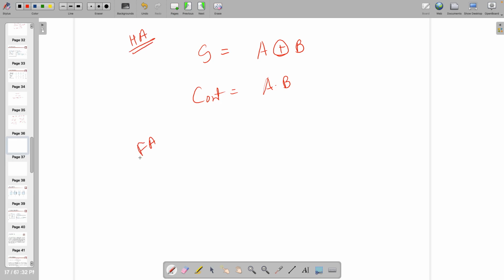For full adder, sum is equal to A XOR B XOR C in, whereas C out is equal to AB plus BC plus CA. We also learn the important part about the propagation delay.